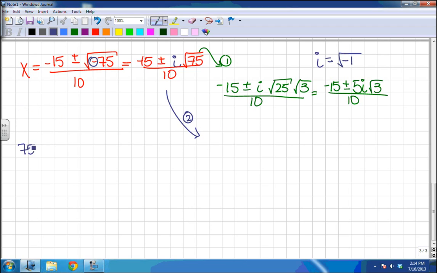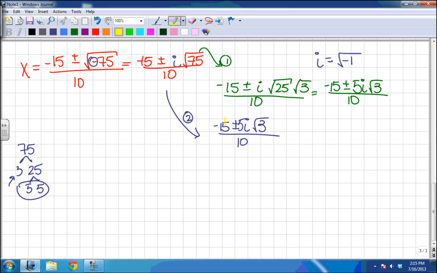I'm going to come over here and I'm going to break up 75. Now it's not even, so I can't use the method I've been using. So let's try 3. I know 3 times 25. And 25 breaks up into 5 times 5. So there's my pair. Don't forget my i. And I can pull out a 5 and put that in front. And then the 3 stays inside, because that's what I had left over. And then there's a 10. If you notice, I do have the same answer both times.